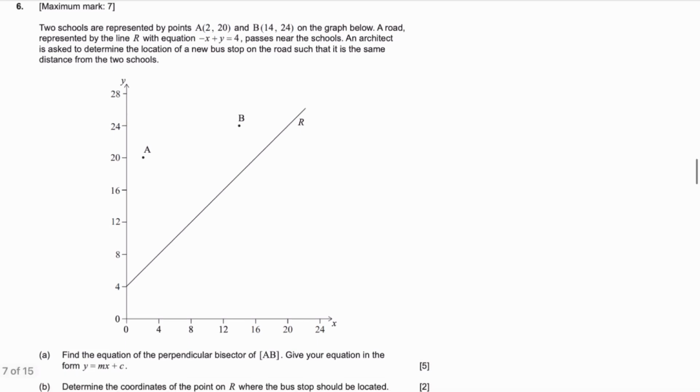Find the equation of the perpendicular bisector of AB. Give your equation in the form y equals mx plus c. That is a 5-point question, so that's a lot of points. This is definitely one of those that you want to answer.